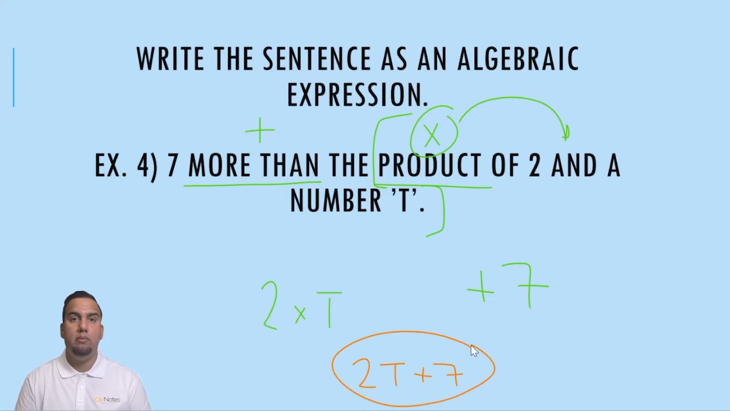And that's our final problem. Okay? So let's read it one more time so we can make sense of it, and then we'll go into different problems that represent multiple operations. 7 more than, what does that mean? Put it in the back. The product, what are we about to do? We're about to multiply. What are we multiplying? 2 and a number t. So it's going to be 2t plus 7. Hopefully that made sense.